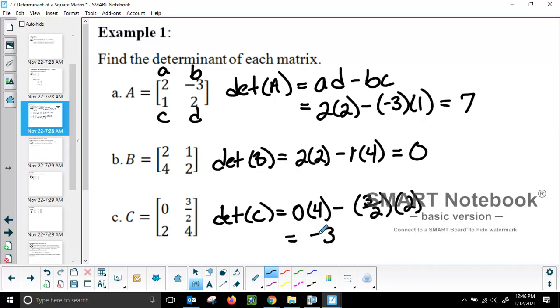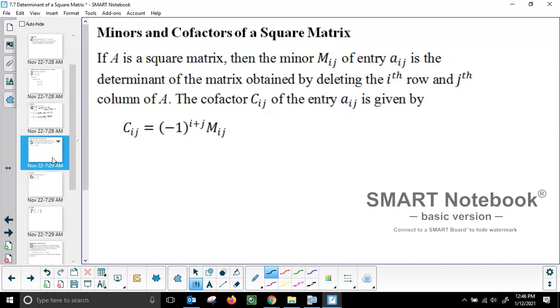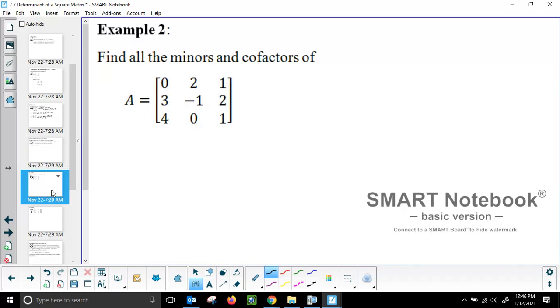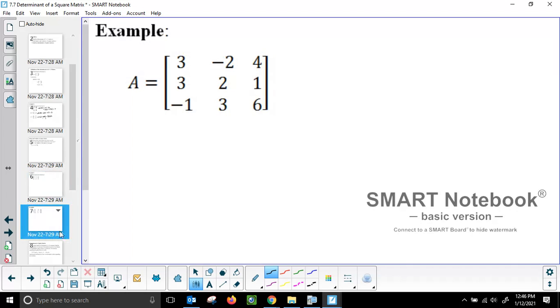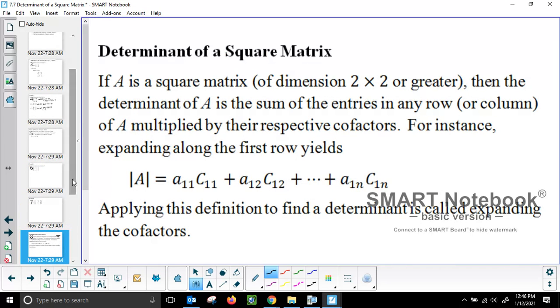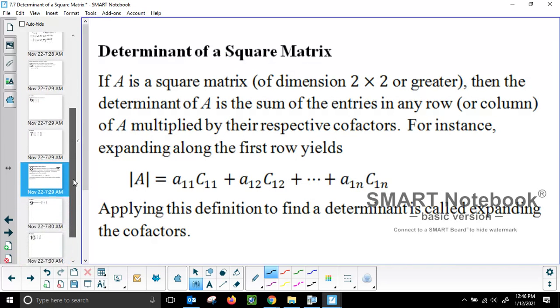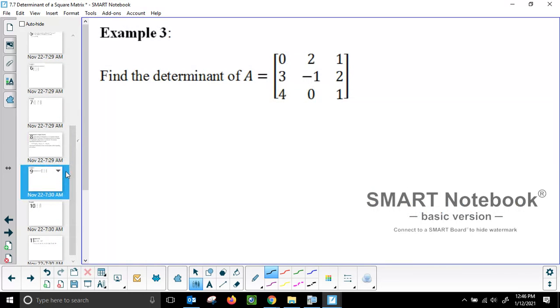So determinants of 2 by 2 matrices, very straightforward. Not really a whole lot of difficulty there. This is to help find determinants of matrices larger than 2 by 2s, but we're only going to use calculators for this. Again, we're not worrying about minors or cofactors, so we will simply use a calculator.